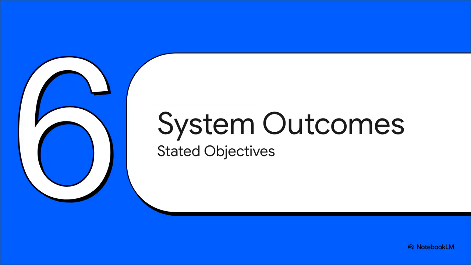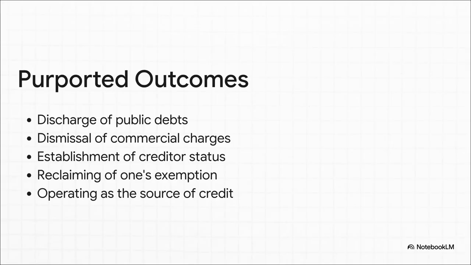So what's the end game here? If someone follows this entire administrative process correctly, what are the target outcomes? What is it all supposed to achieve? Well, the purported outcomes are pretty significant. We're talking about the discharge of public debts like taxes or tickets, and the dismissal of commercial charges. It's all about fundamentally shifting your status from debtor to creditor. The ultimate objective, according to this system, is to reclaim your exemption and operate as the source of credit, not just a user of debt.